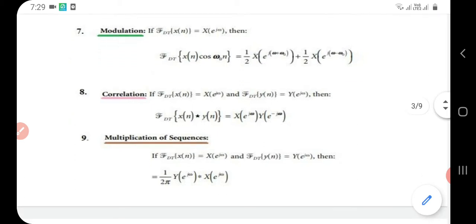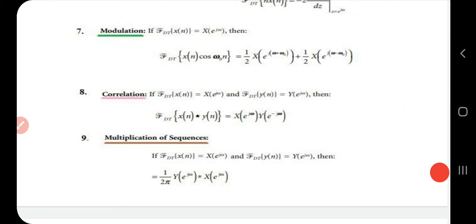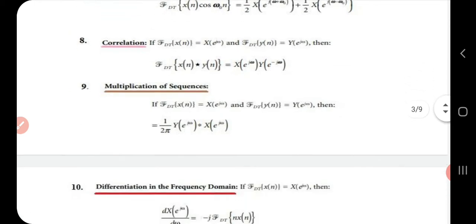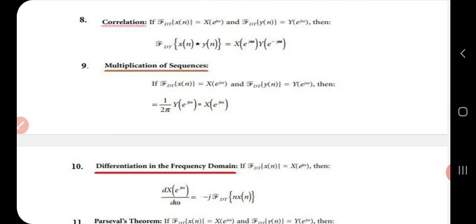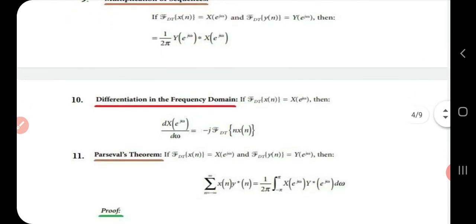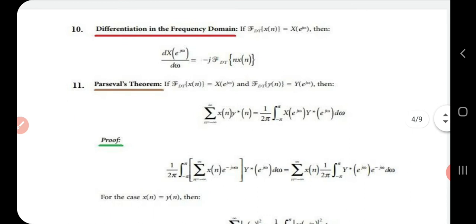Next is correlation. If DTFT of x(n) equals X(e^{jω}) and DTFT of y(n) equals Y(e^{jω}), then the correlation of x(n) and y(n) will be equal to X(e^{jω}) into Y(e^{-jω}). Multiplication of sequences: if DTFT of x(n) equals X(e^{jω}) and DTFT of y(n) equals Y(e^{jω}), then multiplication is given by half of Y(e^{jω}) into X(e^{jω}). Next one, differentiation in the frequency domain.